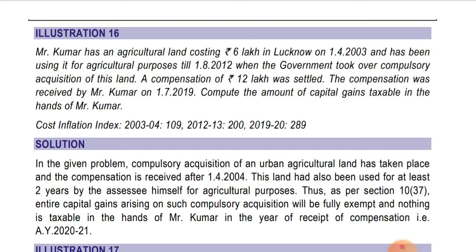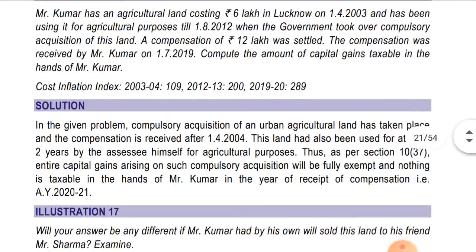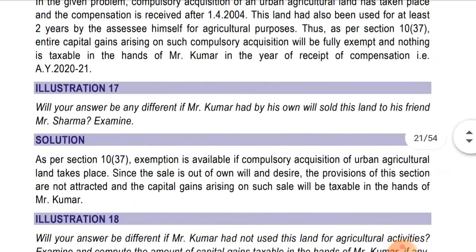As you all know, compensation, when it is received, is taxable, although the year of transfer is different. But in this case, capital gain will not arise because it's an urban agricultural land and it has been used for more than 2 years for agriculture purpose. So section 10(37) says that it will be exempt only to individual and HUF, and Mr. Kumar is an individual, so the amount is not taxable in the hands of Mr. Kumar. Okay, now illustration number 17.